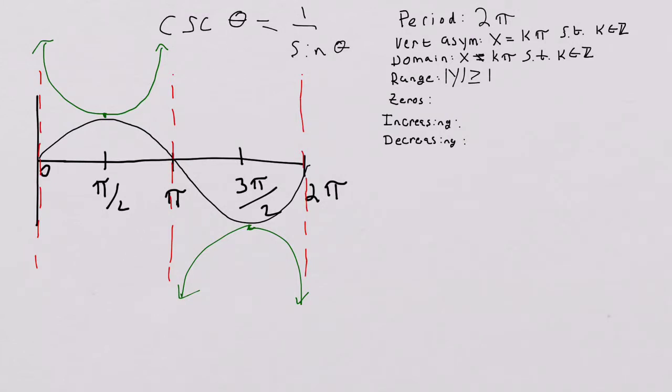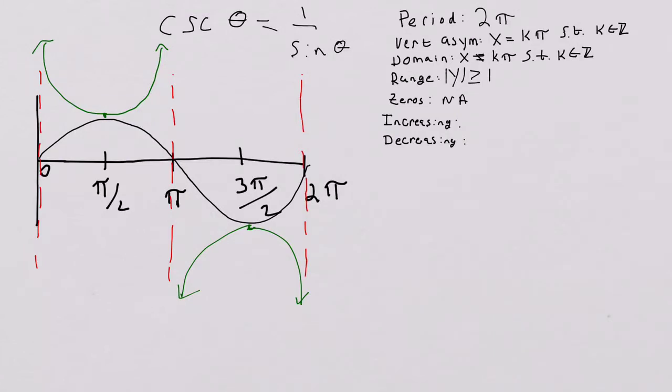My zeros, well, if you just look at the graph, it doesn't touch anywhere. So the basic graph, there are no zeros. It's not applicable. Now, once you start moving up and down with transformations, you can still get zeros, but for the basic parent function, there are no zeros.